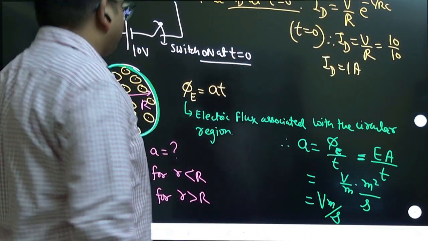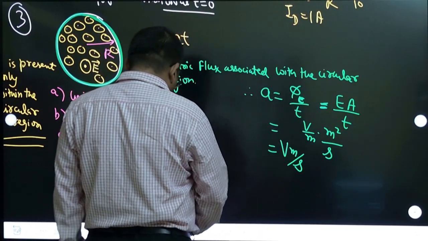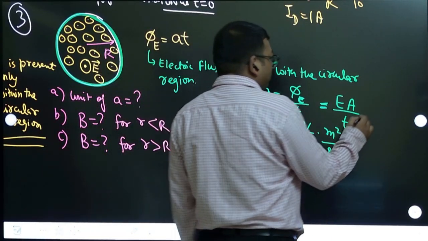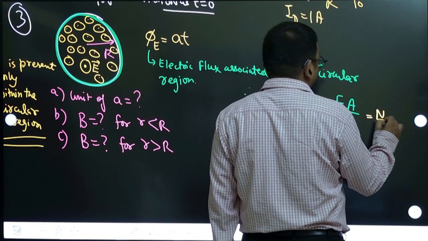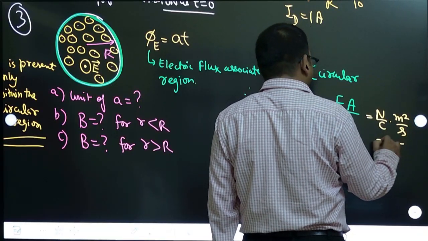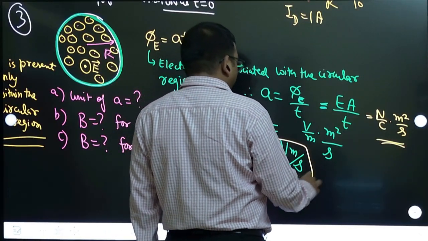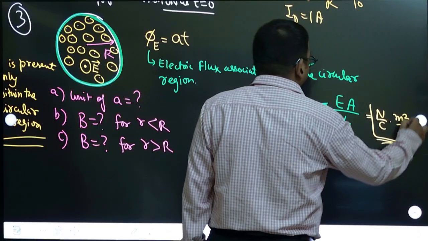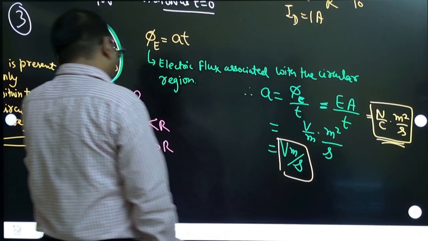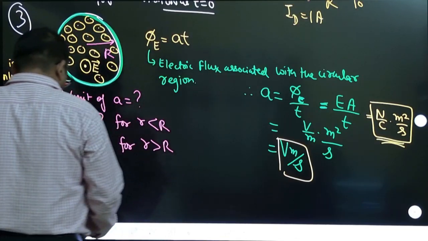Any other option you can also write, because the electric field unit can also be written as Newton per Coulomb. Area will be meter square by time. This is another way you can write: either like this, or Newton meter square per Coulomb second. Correct? Okay, let's move to the next question.